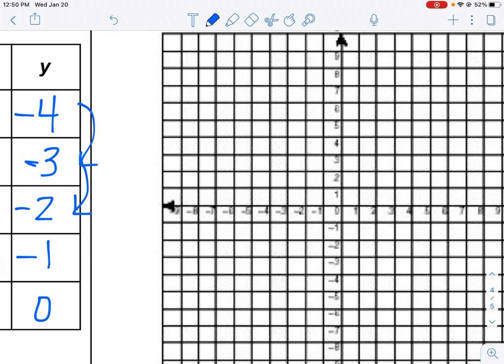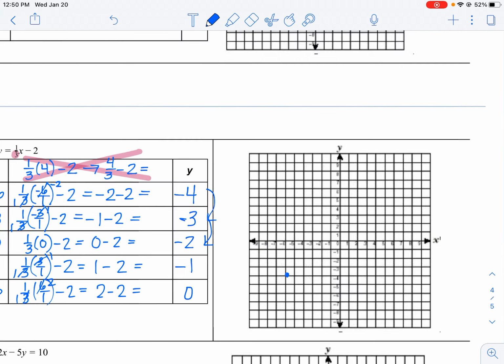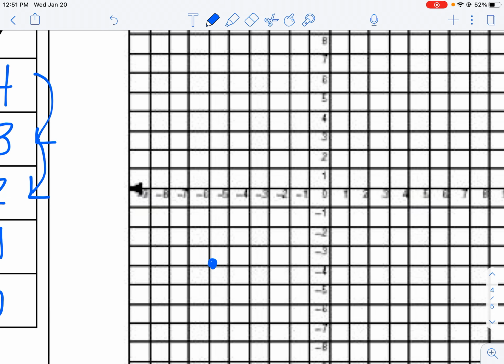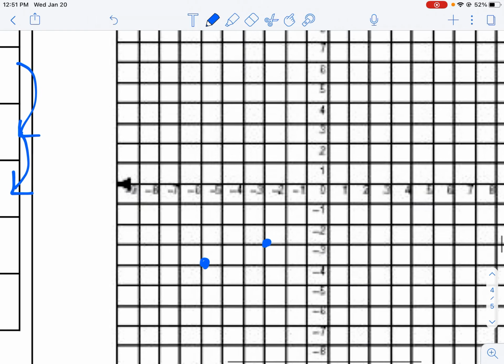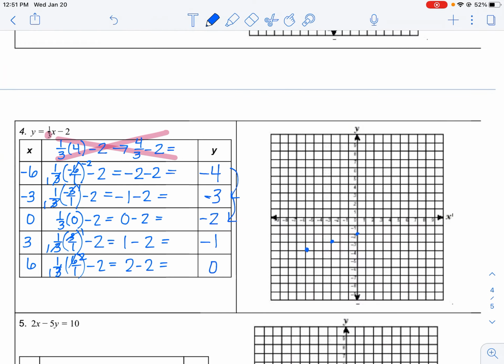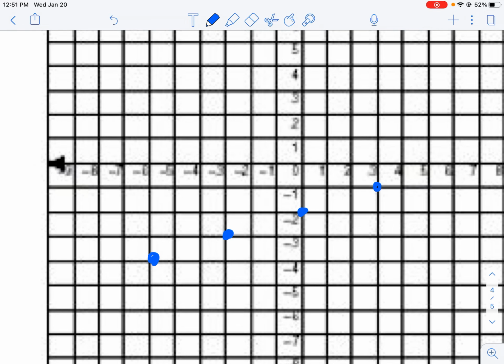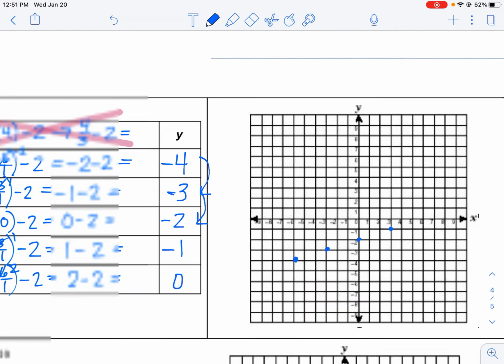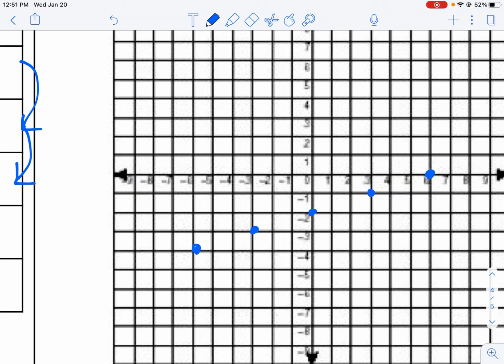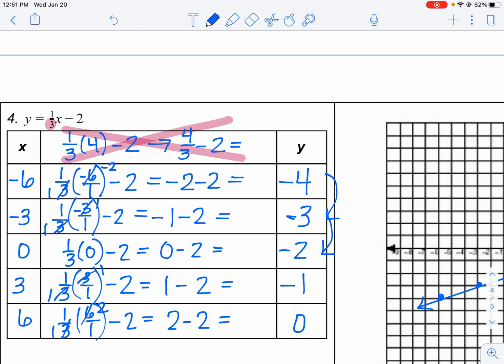So I have -6, -4. I have -3, -3. I have 0, -2. I have 3, -1. And I have 6, 0. And you should have a linear graph due to the fact that you have, again, that y equals mx plus b format.